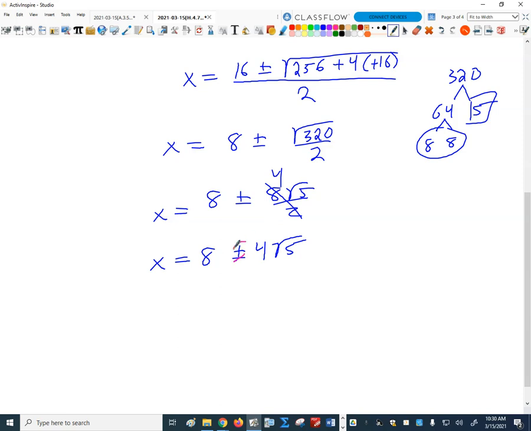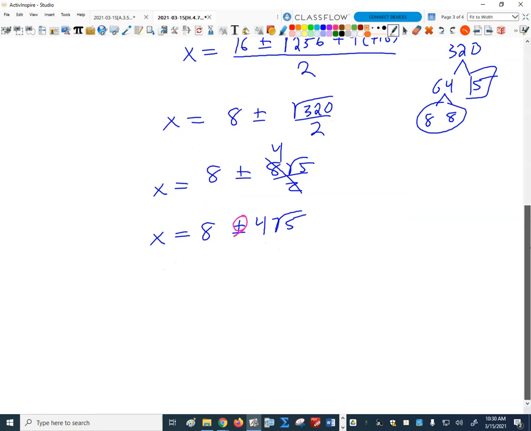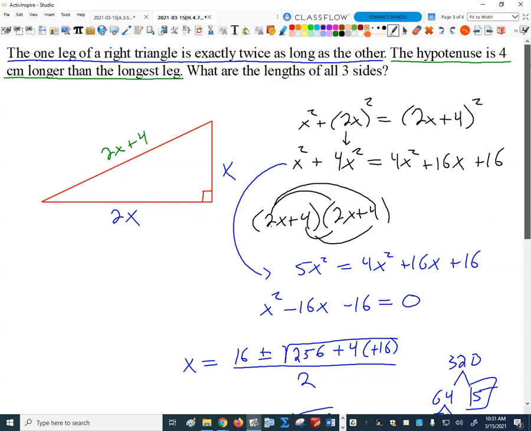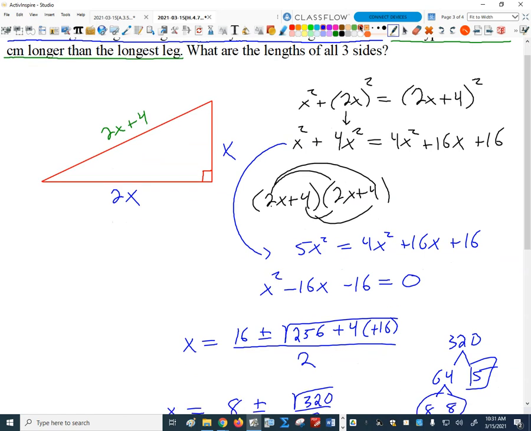Right? We're only going to keep the positive. And so we end up then with, if x is equal to 8 plus 4 times the square root of 5, we could find all the other dimensions based on that value of x, right? So if we plug those values in, here I'm getting 8 plus 4 times the square root of 5.